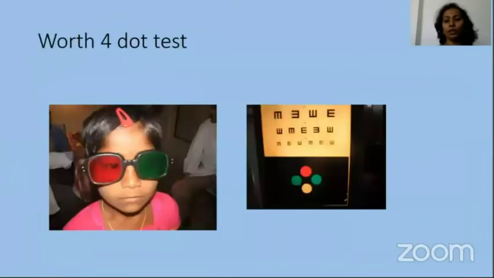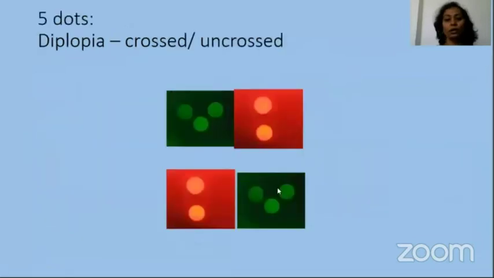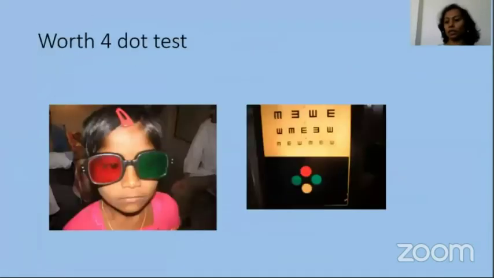In the Wurzburg test, we use a red and green glass. By convention, the red glass is on the right side and the green is on the left side. The patient is asked to view a target of 4 circles. A normal person will see a target like this, and the lower circle may be either red or green, depending on the dominancy. In competent squint, they can see it as suppression.